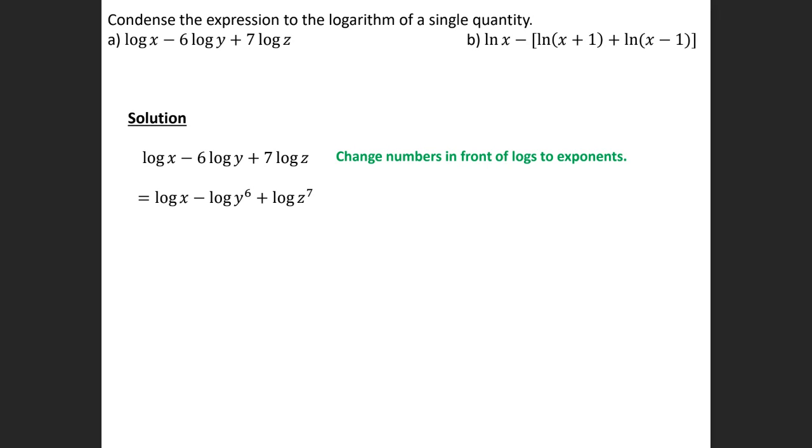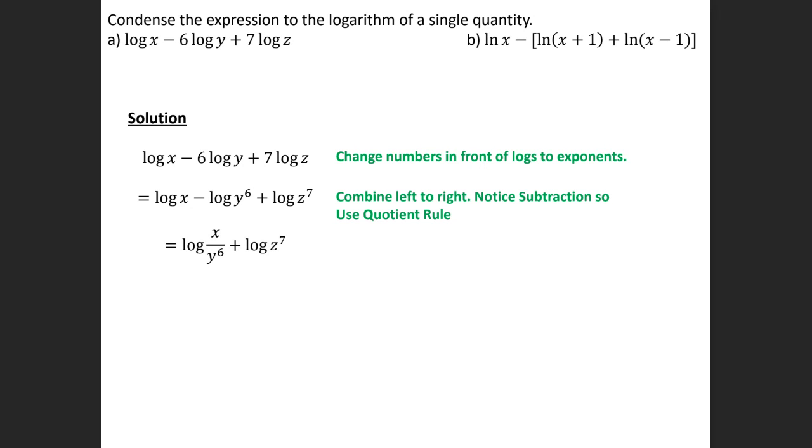Now, the way I like to do them when I have multiple ones is just like if I was reading an expression. I'm just going to work from left to right. I'm going to look at first the log base 10 of x minus the log base 10 of y to the 6. These two logs are being subtracted, so I can use my quotient property. So I have the log base 10 of x divided by y to the 6th power.